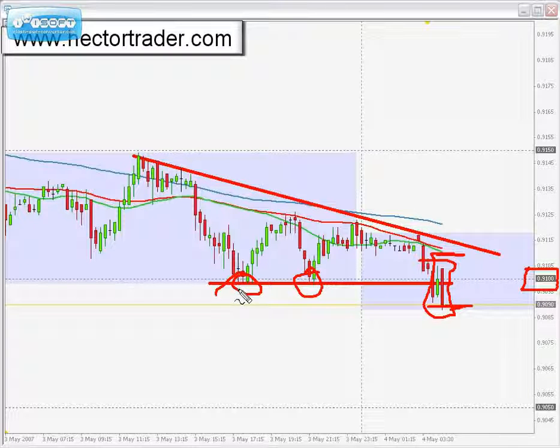The distance, as usual, is measured by taking the widest range of the triangle and adding it to the breakout point. It's about 0.9060, somewhere around there. That would be the target. So this trade would be more or less a 25 pip, actually 30 pip trade, without the spread cost.